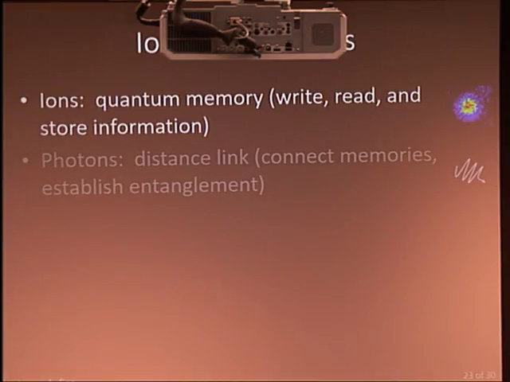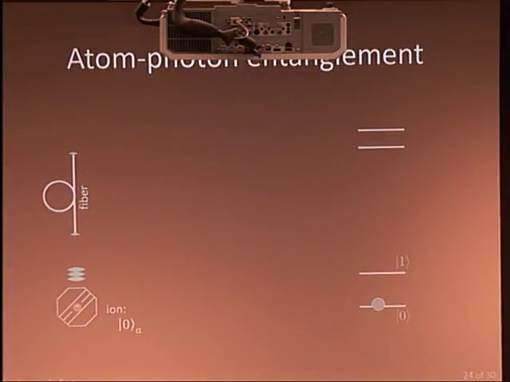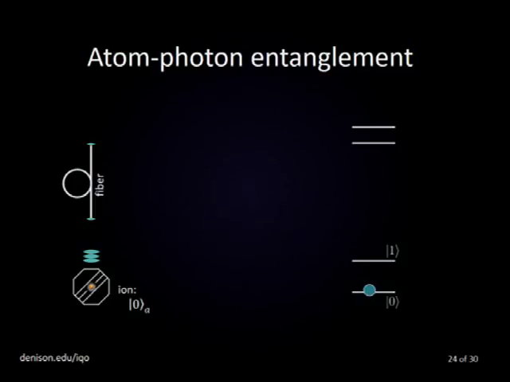So now I want to talk about photons and how to use them to link, in principle, distant quantum memories to one another by establishing entanglement between them for quantum communication and eventually quantum computation purposes as well. So the basic idea here is you start with an atom, or an ion, in a trap. This is my schematic of my ion trap here. And we initialize it to some state, say 0. Okay? The level scheme is shown over here on the right.